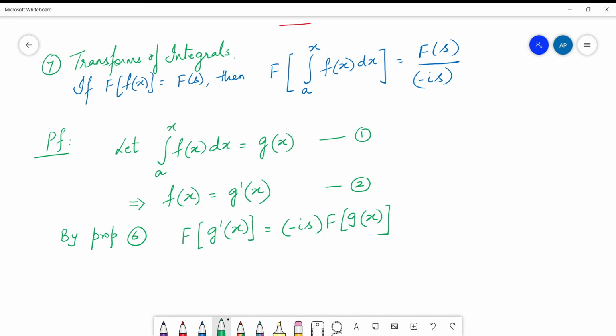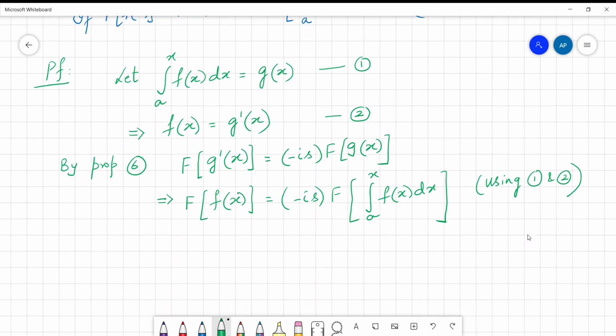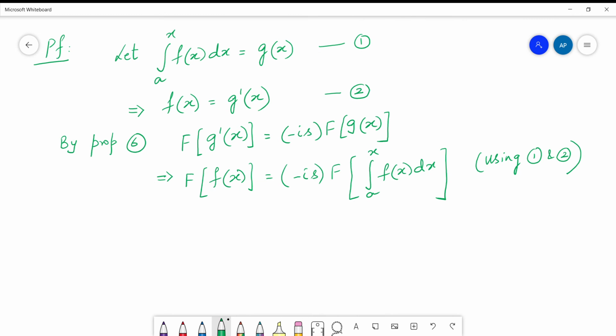Now, g of x that we have here is nothing but, keep it as it is, substitute for g dash of x in this. So what is g dash of x from 2? It is f of x, and the right side that you have is minus is into the Fourier transform of what is g of x? It is integral a to x f of x dx. That's all. We have now proved the result. We are using 1 and 2 in property 6, which is applied for g of x. And then we substitute g dash of x and g of x and rearrange the terms.